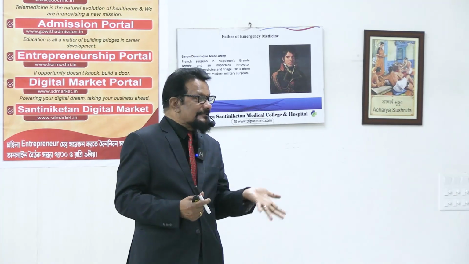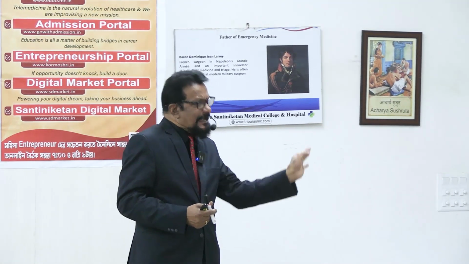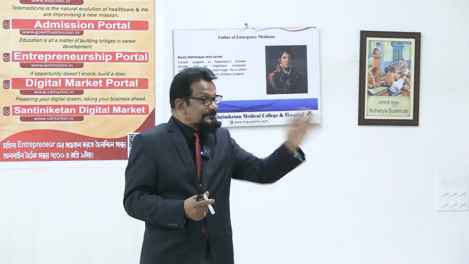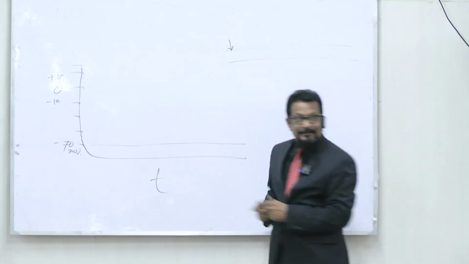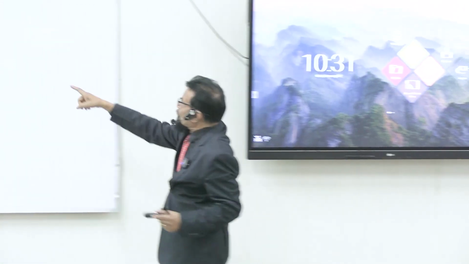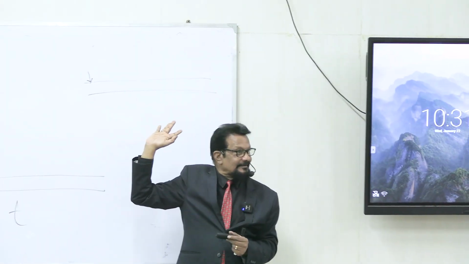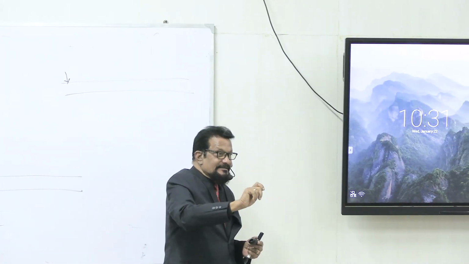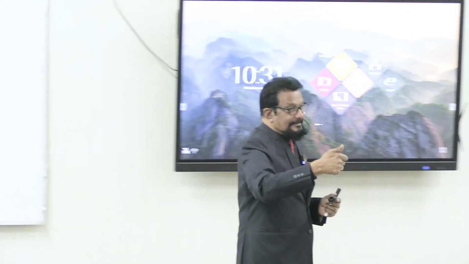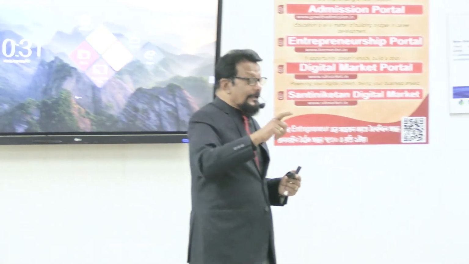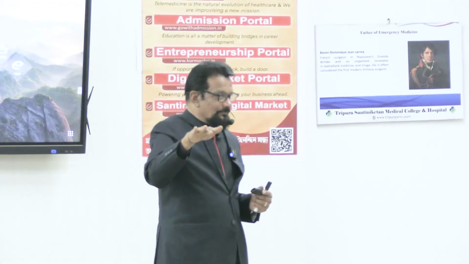Suprathreshold means the intensity is more, whereas threshold is just capable of producing a response. I have stimulated, but the strength is less, so there will not be any action potential. I increase the intensity? No. Again I increased? No. Again? No. Again I increased? Okay, now I got an action potential. So this is the threshold.